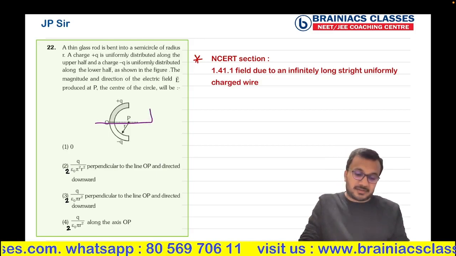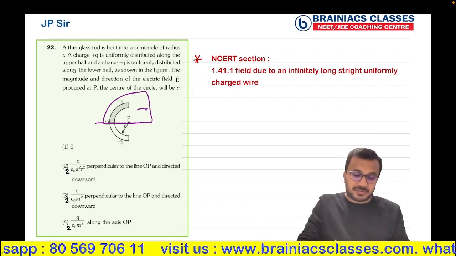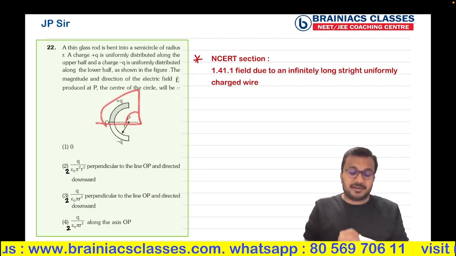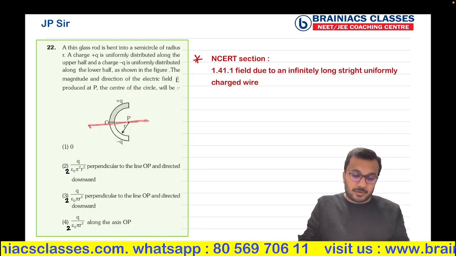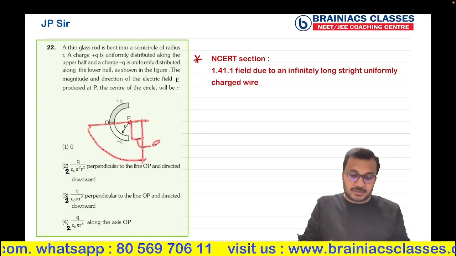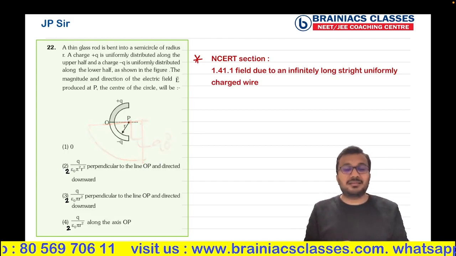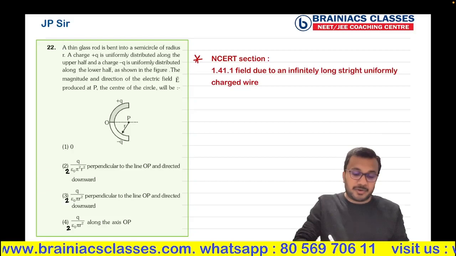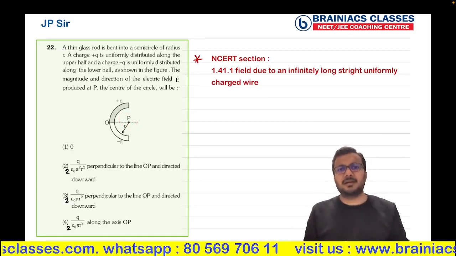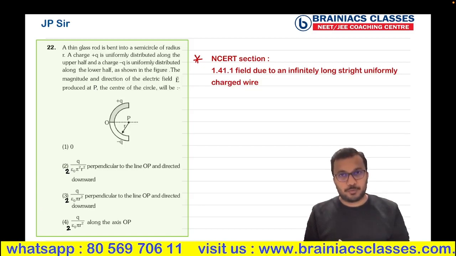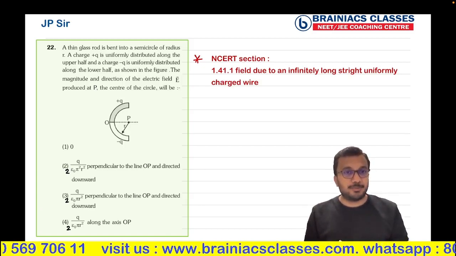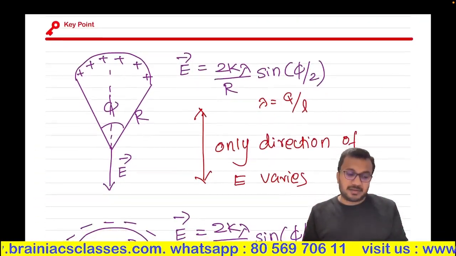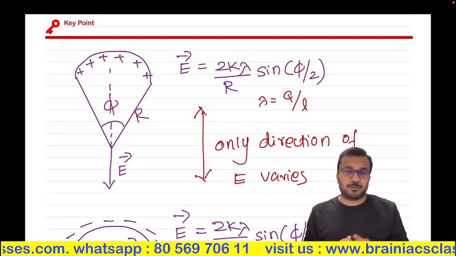And the first quarter circle here, what is the angle of this quarter circle? 90 degrees. This quarter circle has an angle of 90 degrees with positive sign, and the lower quarter circle also has 90 degrees, with minus q charge. So the question is asking what is the electric field at the point P. We will learn a little bit of theory, then come to the problem, so that in entrance examinations you are able to answer all such models of problems. So we will learn the key concept behind this problem.